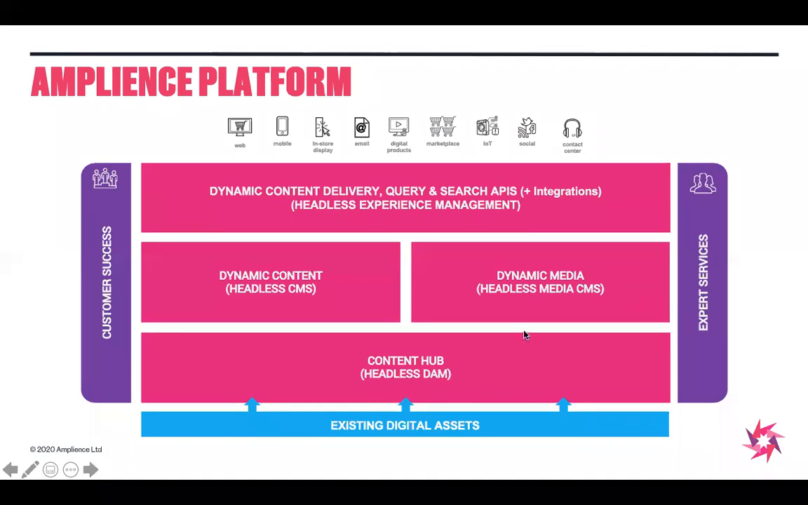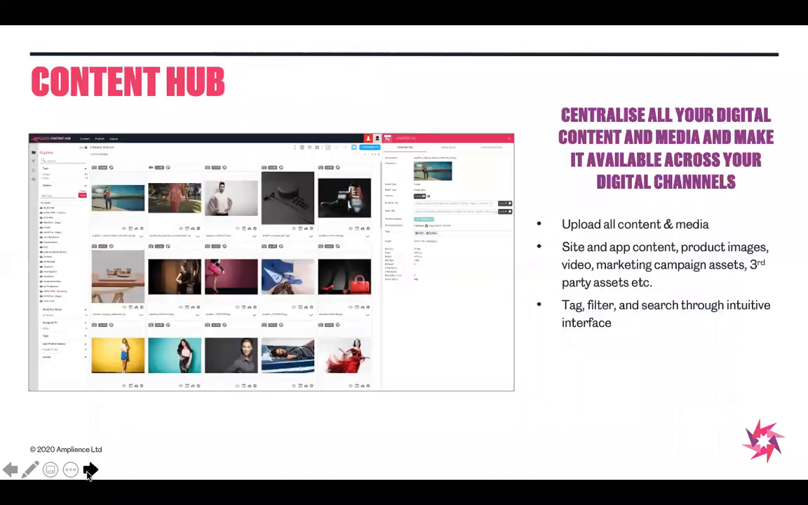I'll be touching upon Content Hub and Dynamic Media today. So the Content Hub is where you'll upload all of your images, your videos. It might even include things like PDFs, GIFs, SVGs. Essentially, we can host and at least store all of your assets in one place.